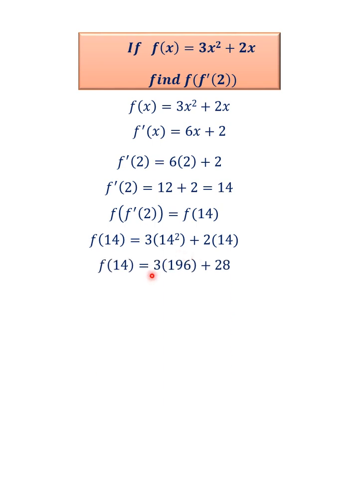Solving this further, we have 3 times 196, 14 squared gives 196, plus 28, 2 times 14. This will give us 588, 3 times 196, plus 28. The summation will give you 616. What it means is that f of f prime of 2, which is what we are looking for, is equal to 616. This is the answer to the question.